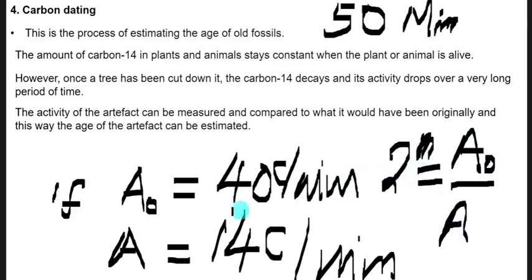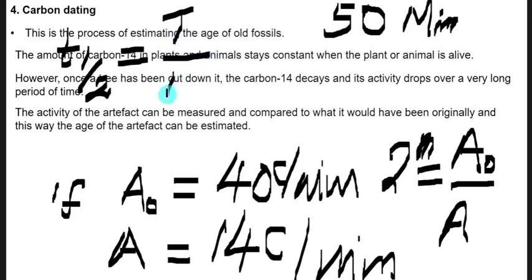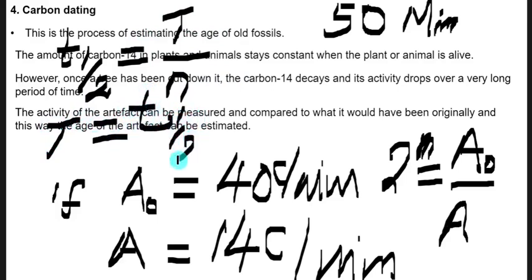After we find n, we know this formula which said half-life is equal to t over n. So t becomes the time, which can be the age. So we can know the age. We make t the subject of the formula. It will be equal to half-life times n.